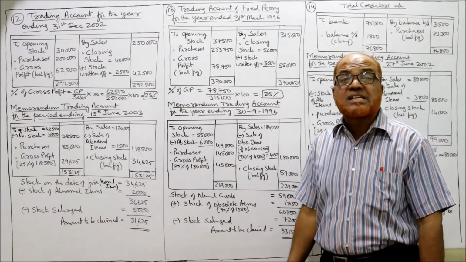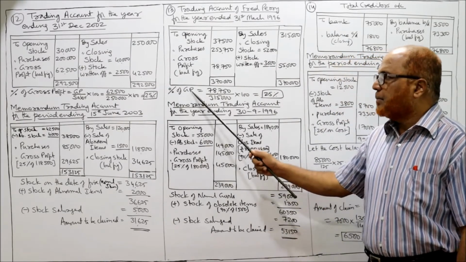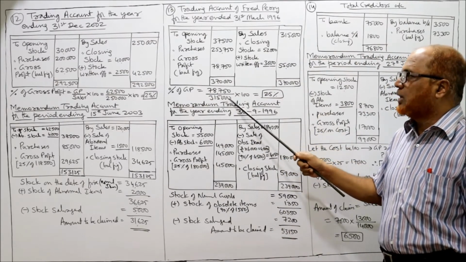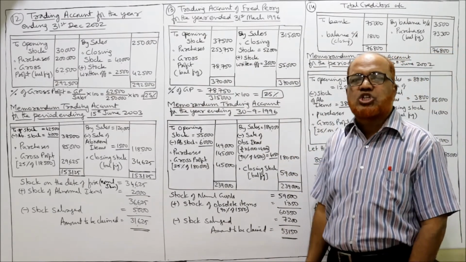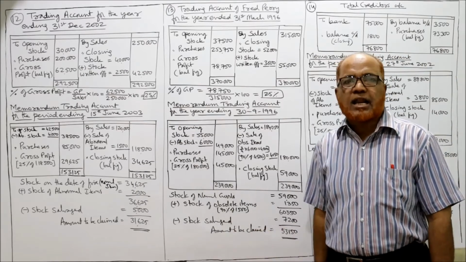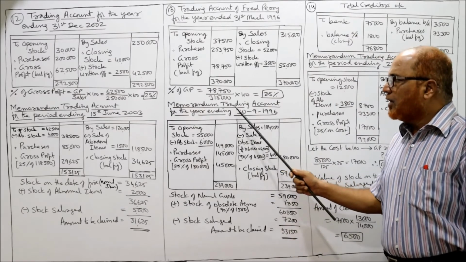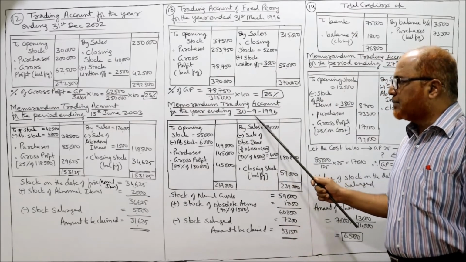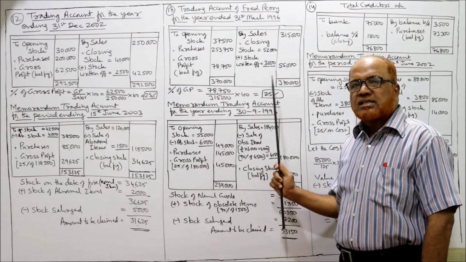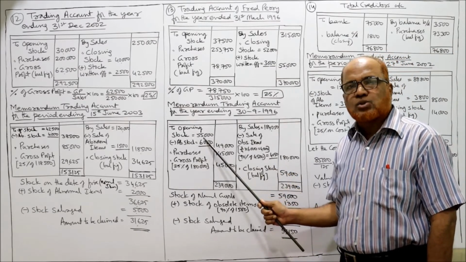Now we find out the percentage of GP on sales. Percentage of gross profit on sales, 78,750 divided by 3,15,000 into 100. So 25% is the GP ratio. This GP ratio we apply during the current year. Memorandum trading account for the year ended 30th September 1996. Opening stock. The last year's closing stock will become current year's opening stock.